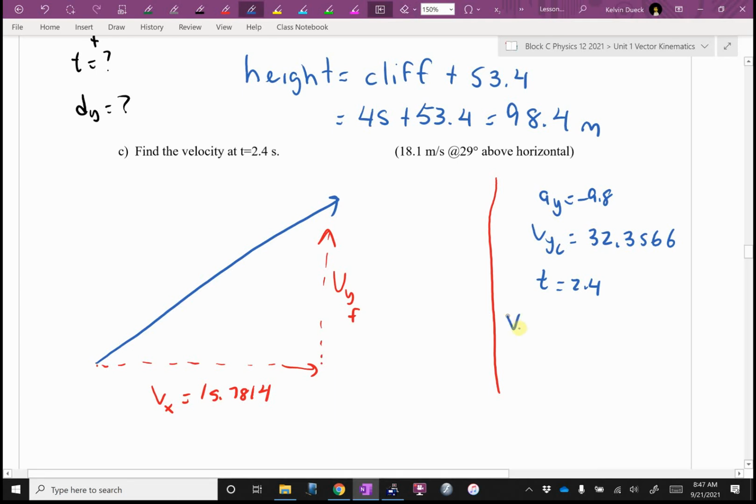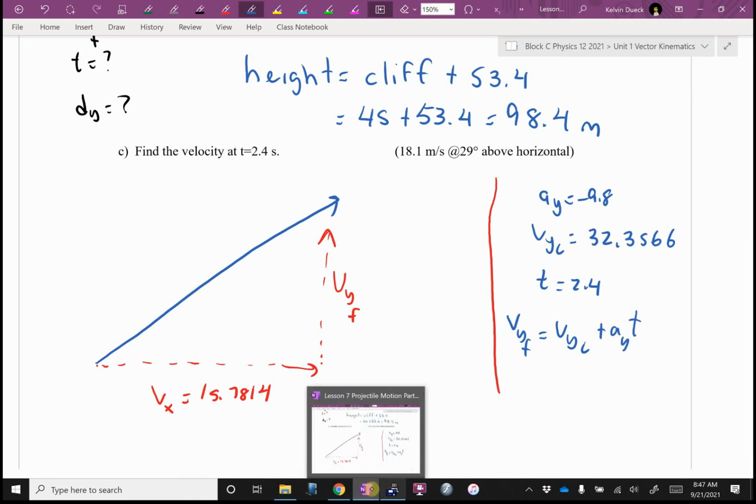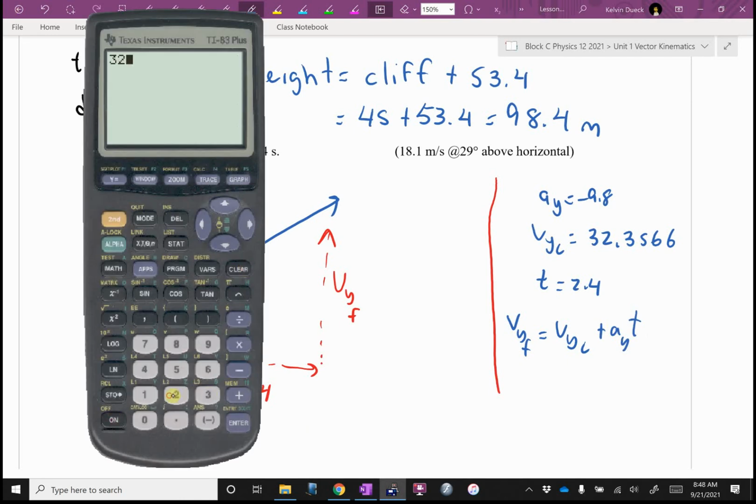Okay, so Vy final is going to be Vy initial plus At. It's going to be 32.3566 plus 2.4 times negative 9.8. And I get a smaller answer. Why? Isn't it accelerating? Shouldn't the answer be bigger than 32? Slowing down. It's on the way up, slowing down. Once it reaches the peak, it'll start to speed up. But the only time it's going to hit a bigger than 32.356 is once it passes the cliff and has fallen further down. It would be negative, but its magnitude would be larger. Okay, so I'm okay with that, 8.8366.